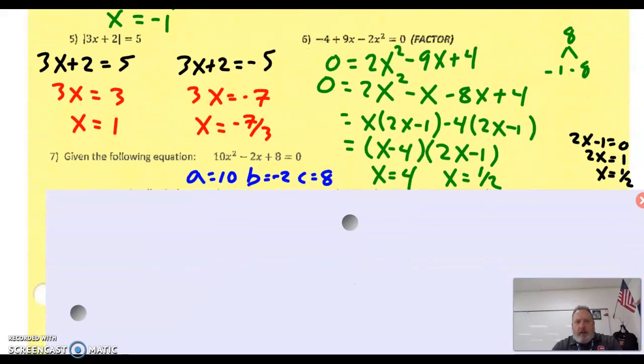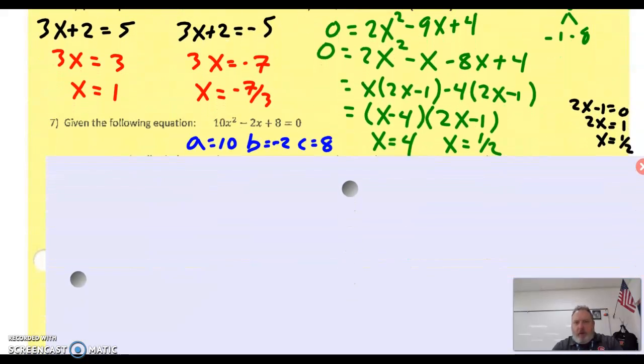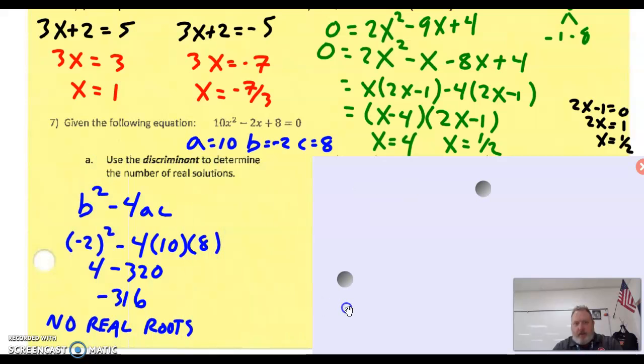Okay, number 7 here at the bottom of page 1. Got a quadratic. You can see I identified A, B, and C. And part 1, I believe they asked for the discriminant. So we're going to do b squared minus 4ac. So I plug these numbers in. Again, be careful when you take a negative squared, it's a positive. So I get a -316, which means no real roots.